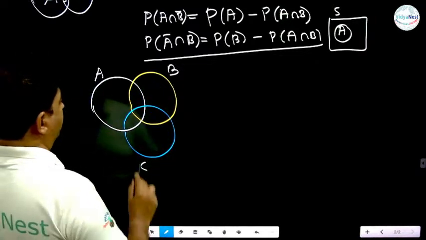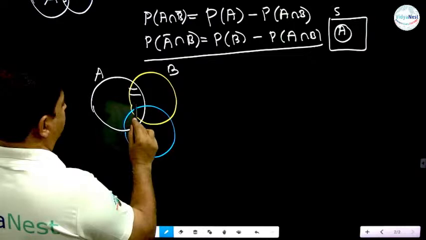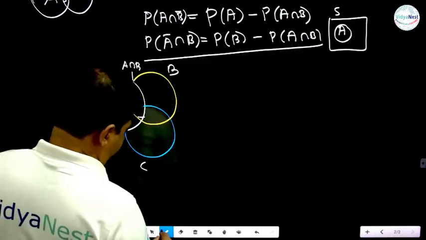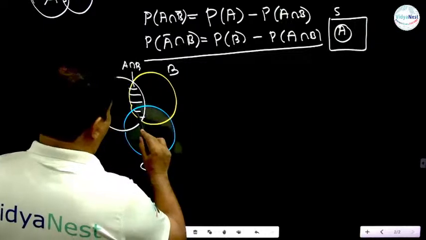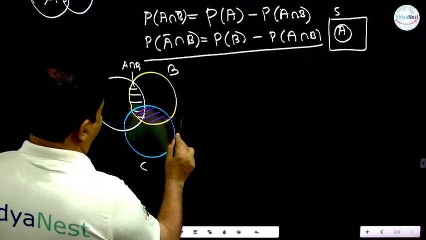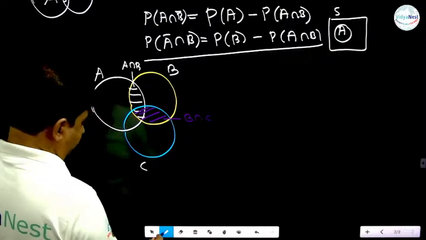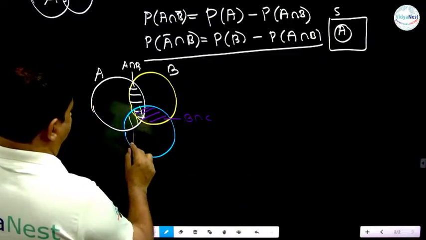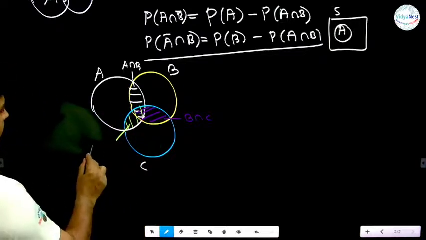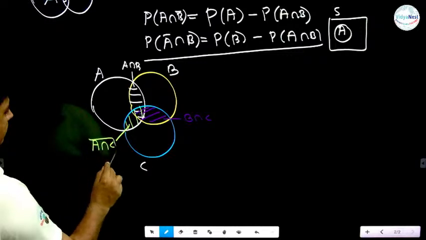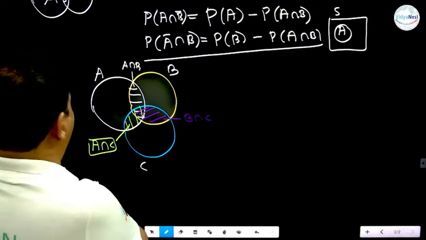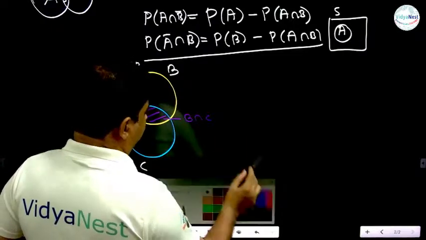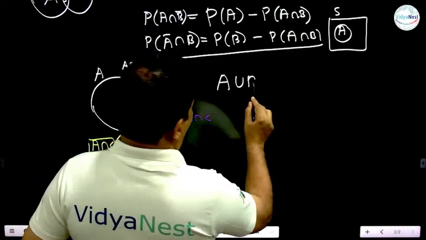Now this region indicates it is A intersection B. This region indicates B intersection C. And that region, A intersection C. Now, by set theory, we have come to know what about A union B union C.